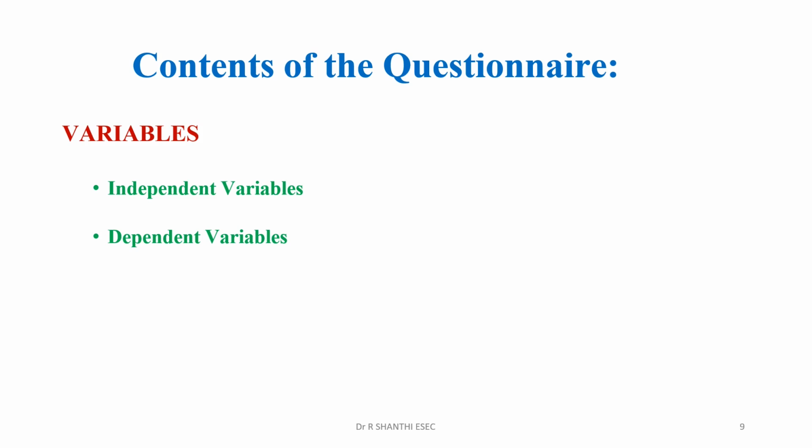So always in a questionnaire, after the title, there may be a small introduction about the researcher, like where the researcher is associated, why he wants to collect the data, all those things will be there. After that, Part A will be the demographic details. Then it will continue. Part B will have all the details about the variables which are under study.